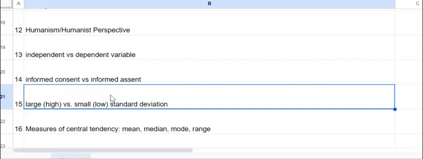Large and or high versus small and low standard deviation. So we'll start with low. Low standard deviation means that data is close to the mean or the average. Our example of this were the speeds driven on the two streets. We compared one to the front of the school and one compared to the back of the school.